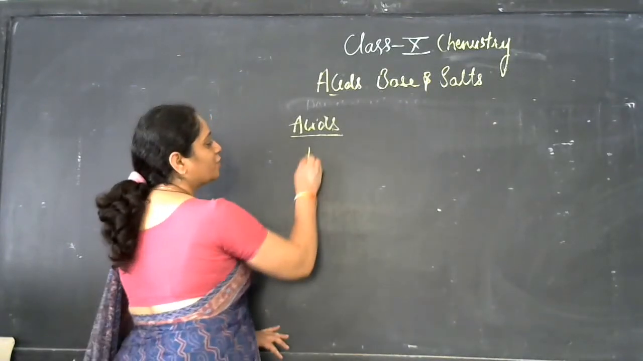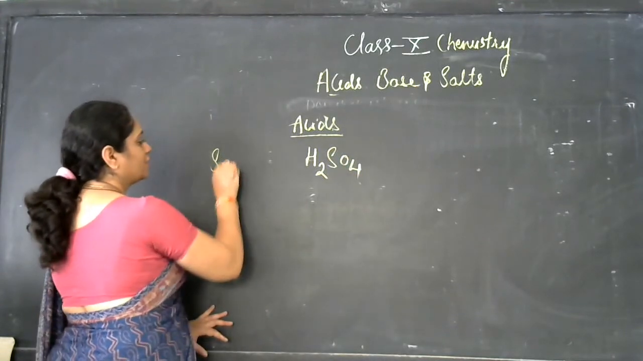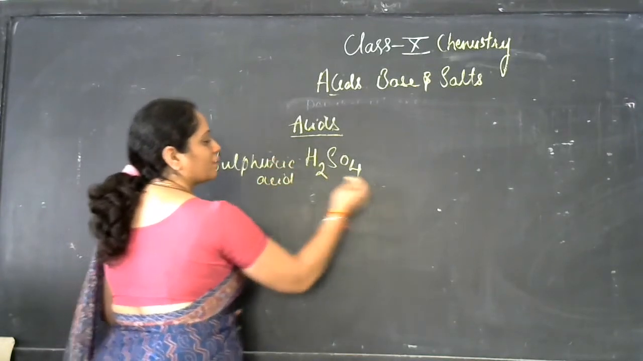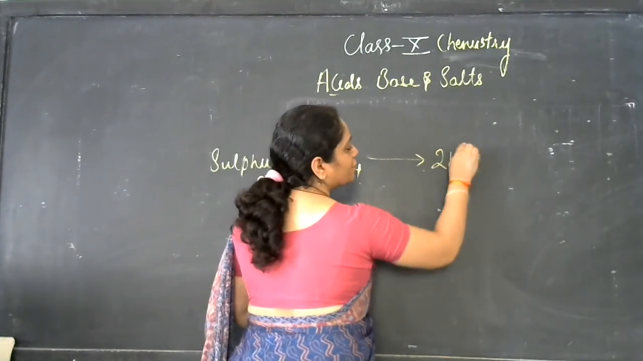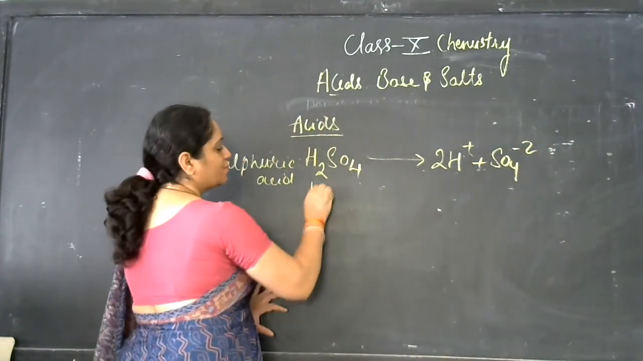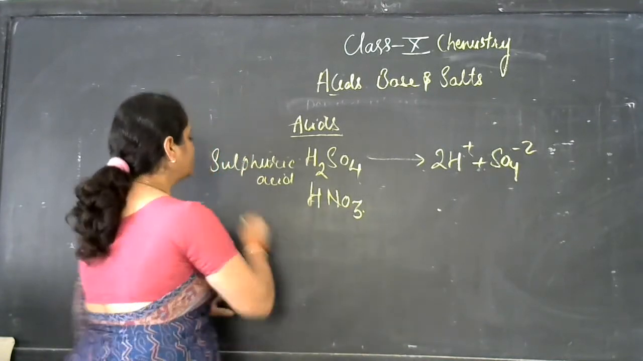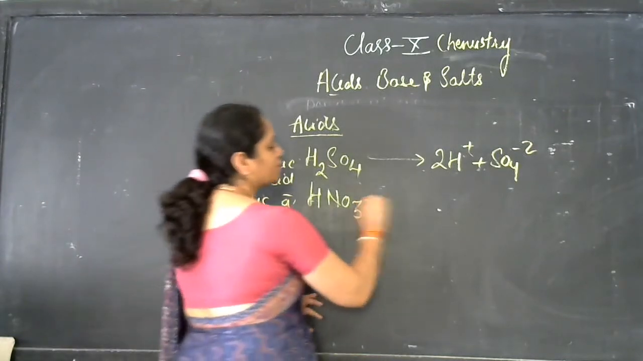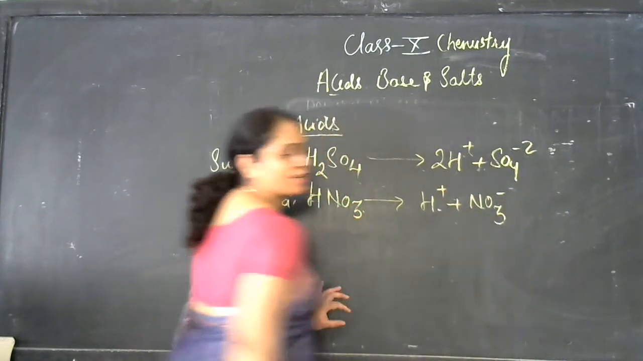I am showing the different types of acids. H2SO4 is called sulfuric acid. When I make a solution of it, it gives 2 H positive charges in the solution and SO4 with twice negative charge. Similarly, I can take nitric acid, HNO3. It also gives 1 H positive charge in the solution and NO3 with 1 negative charge.